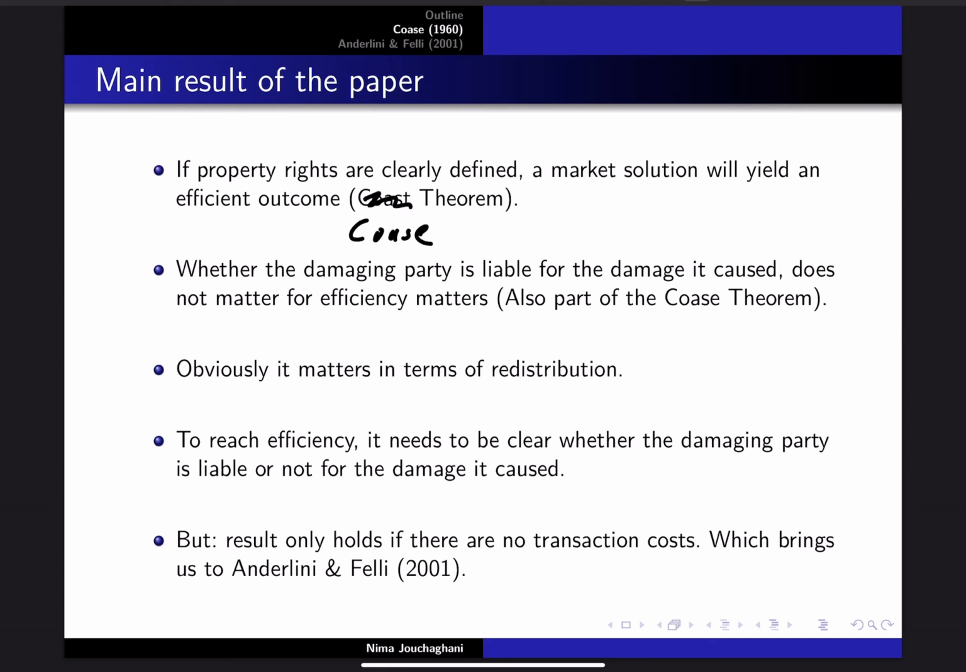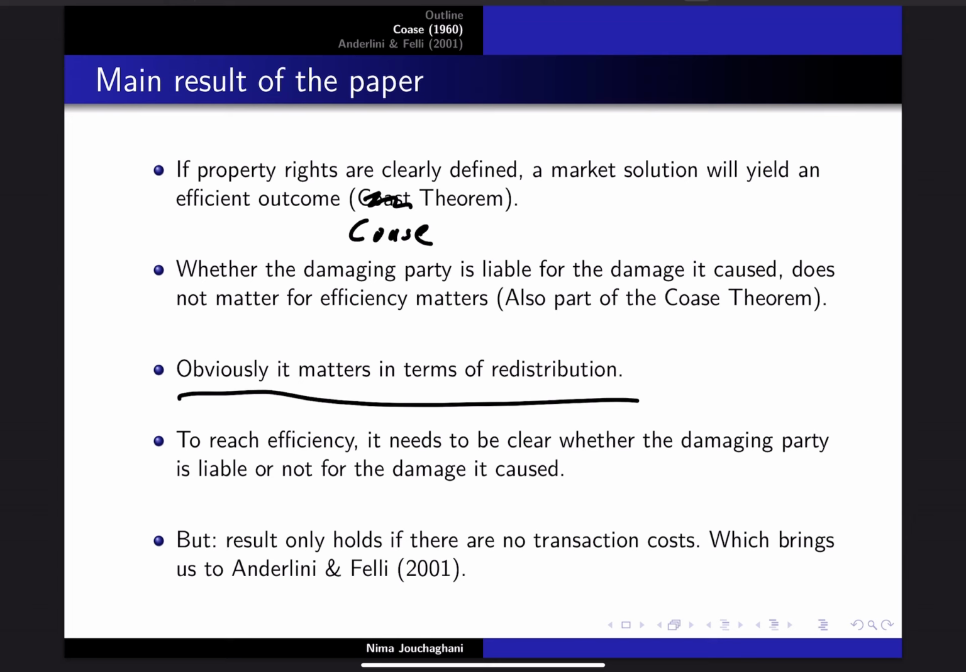Coase theorem: if you have clearly defined property rights, a market solution will yield an efficient outcome. So the market can deal by itself with the externality. We do not need a government interfering. And as a side effect, whether the damaging party is liable for the damage it caused or not does not matter for efficiency. That's also part of the Coase theorem. Obviously, it does matter in terms of redistribution, since it matters who has to pay whom in order to deal with this externality. And as I said before, in order to reach efficiency, it needs to be clear whether the damaging party is liable or not for the damage it caused.